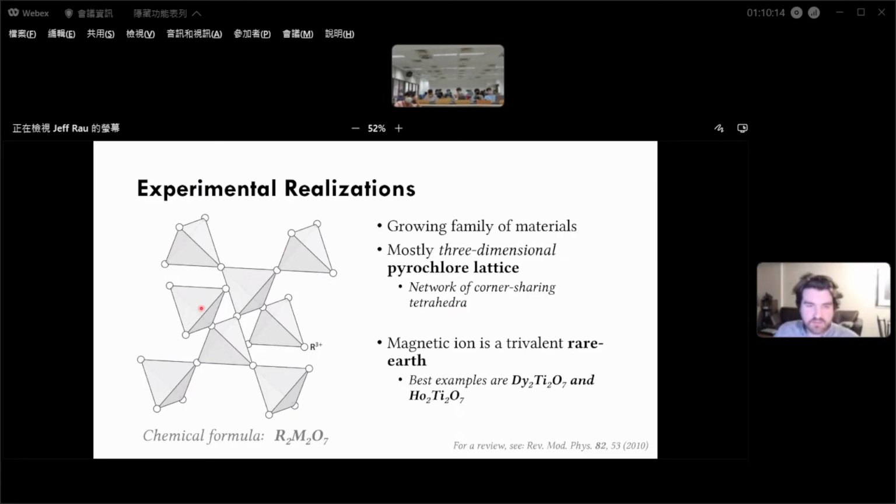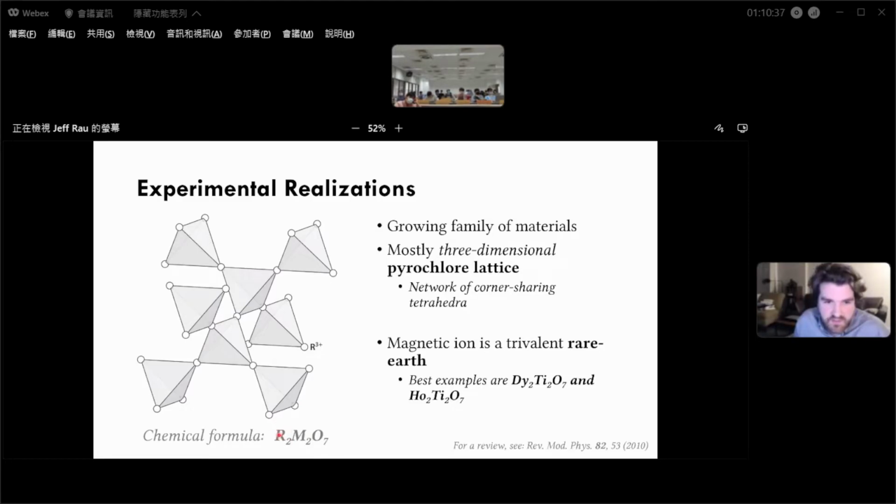So it's not just theoretical. Systems exist that realize this physics. Typically, they're not in 2 dimensions. They're on this 3-dimensional pyrochlore lattice. Usually, the magnetic ion is some trivalent rare earth. So the family where you find these things are these pyrochlore oxides.